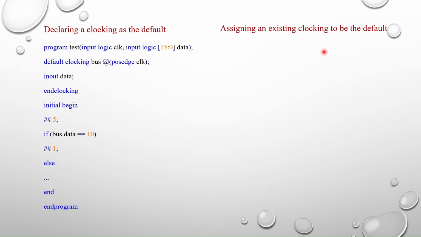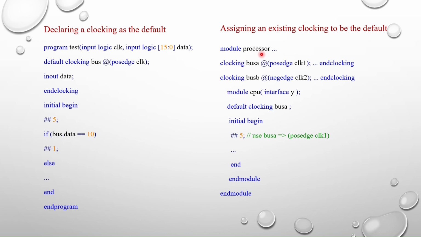Now, assigning an existing clocking to be the default. Here I have a module processor. Inside the module I have two clocking blocks, clocking bus A and clocking bus B. Bus A is with respect to clock 1 and bus B is with respect to clock 2. This processor module has another module, CPU, which is called a nested module. Inside the module, if you specify another module, then it is a nested module. Inside the nested module, I am making bus A the default clocking, and this default clocking is valid in this scope only.